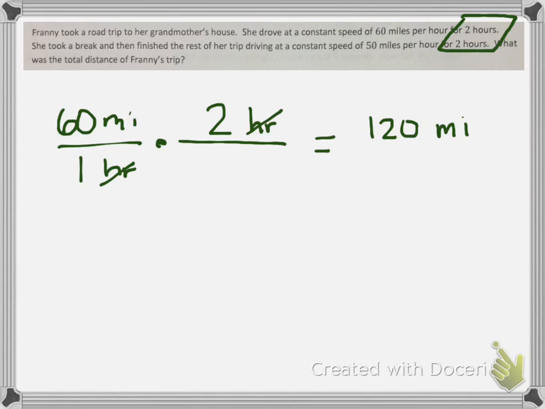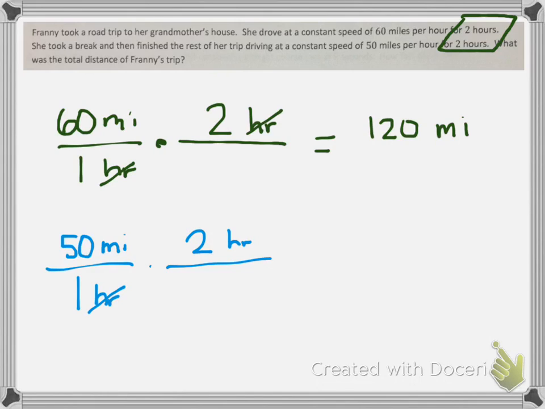During the second leg of the trip, she traveled at a different rate. In this case, she went 50 miles per hour. And she also traveled for 2 hours at that rate. So I'll put that on top. That allows me to cancel the hours out. And I get 50 times 2 is 100 miles.